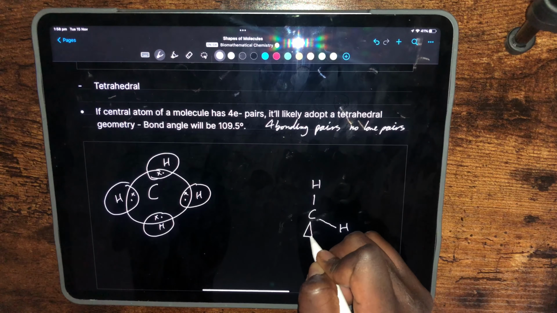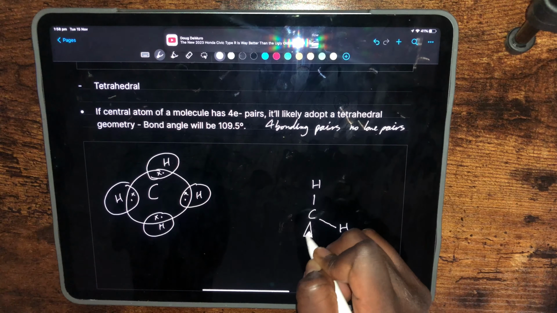We draw a solid line, and this shows that the hydrogen atom is coming towards us. And we do another kind of broken line, we call it, and that shows that the hydrogen atom is going away from us.